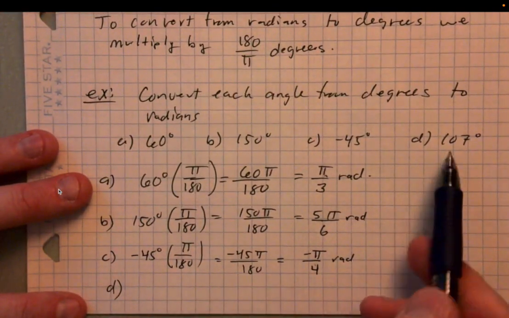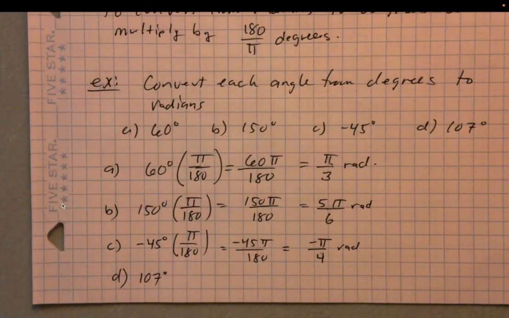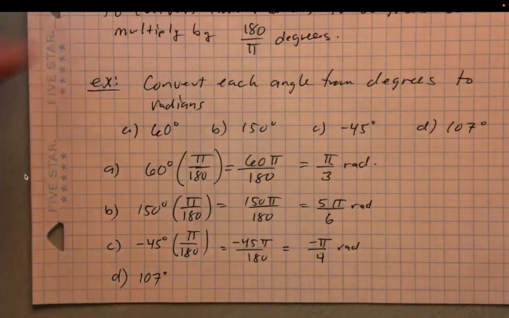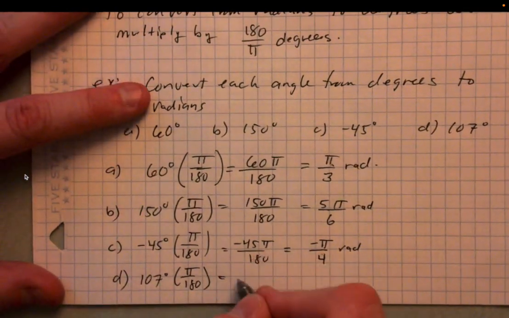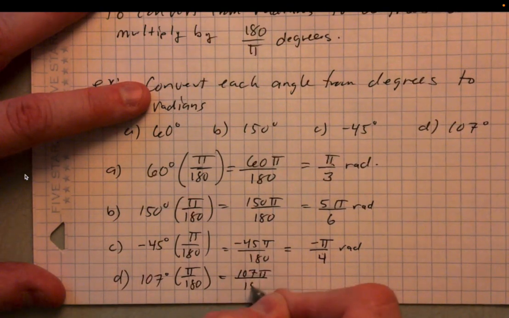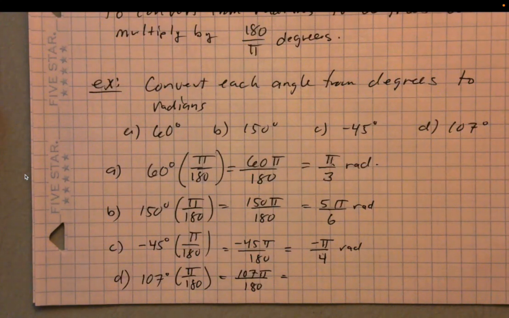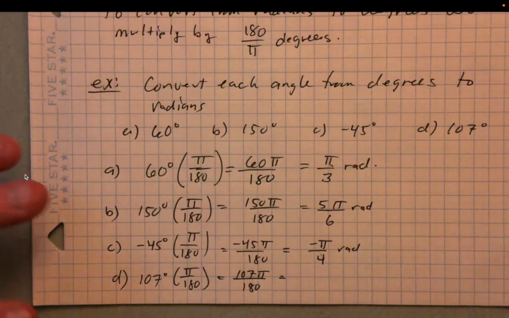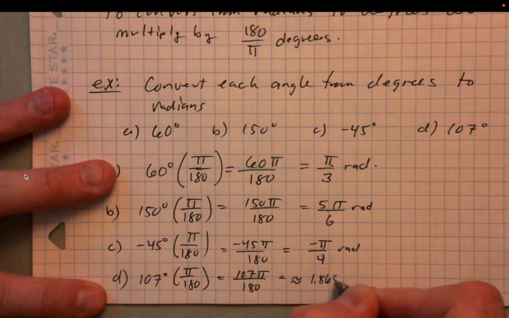What about D, 107 degrees? If I have 107 degrees and I want to convert that to radians, I need to again multiply by pi over 180. In this case I get 107 pi over 180. So that's an exact value, but it's not very nice to look at. This would be an example where maybe it's appropriate to just divide this all out. So 107 times pi is 107 times 3.14 divided by 180. You get approximately 1.868 radians.